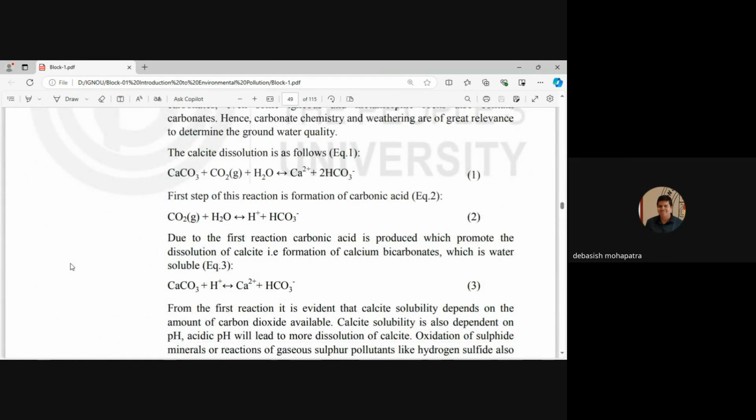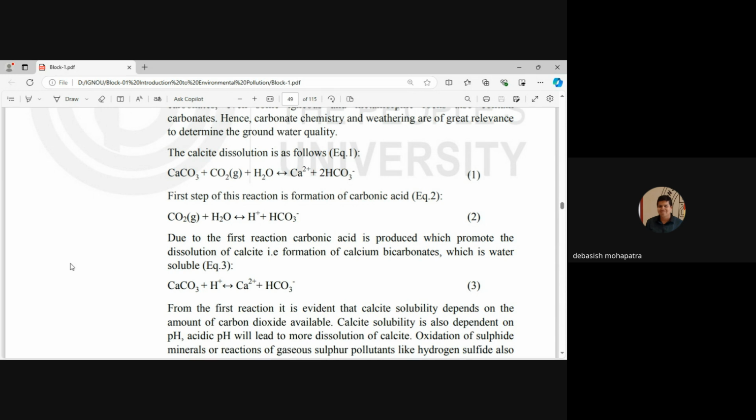The calcite dissolution is as follows. Calcium carbonate plus CO2 plus H2O gives Ca2+ plus 2HCO3-. The first step of this reaction is formation of carbonic acid: CO2 plus H2O gives H+ plus HCO3-. This is the first reaction. Carbonic acid is produced, which promotes the dissolution of calcite, that is, formation of calcium bicarbonate, which is water soluble.